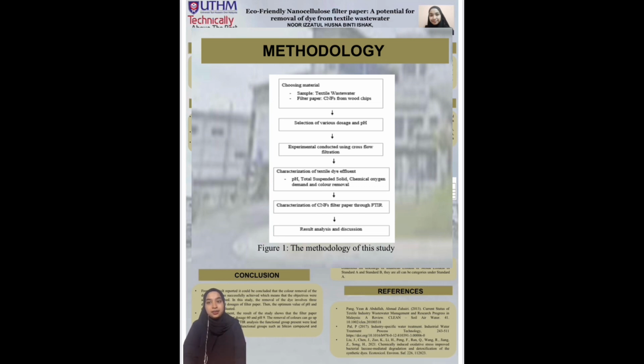Then after the selection has been made, the next part is selecting the various filter paper dosages and pH to be analysed in the study. In this study, the constant variable is the dilution of wastewater used for the sample, which is 100% wastewater, while the dosage of the filter paper and the pH are varied, at 50, 60 and 80 gram per meter cube, while the pH is at 4, 7 and 9.